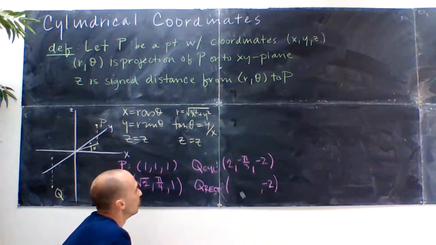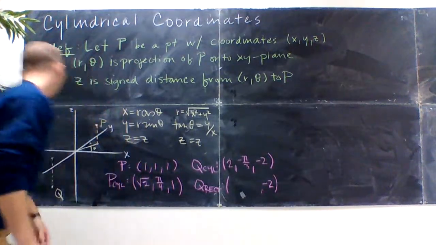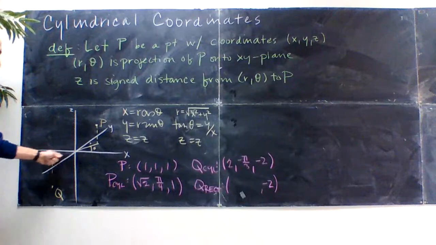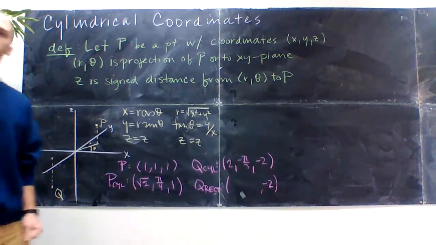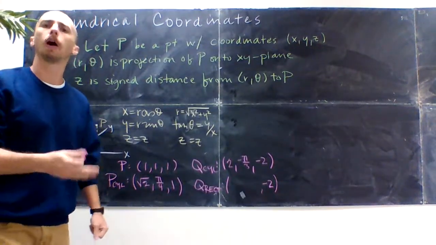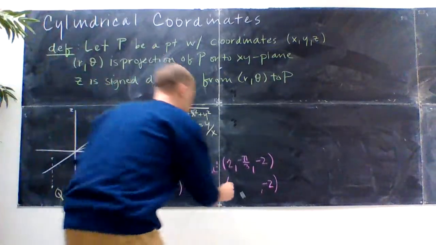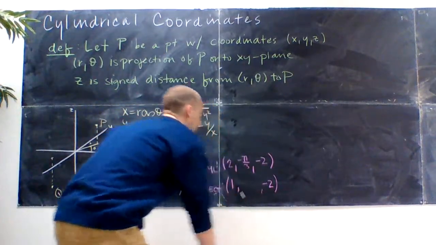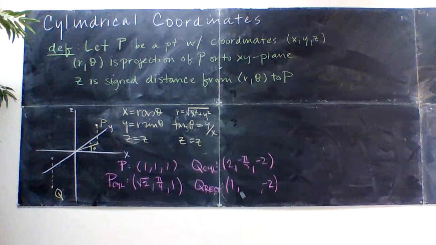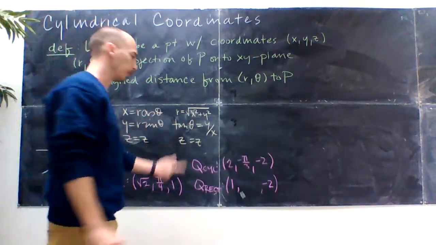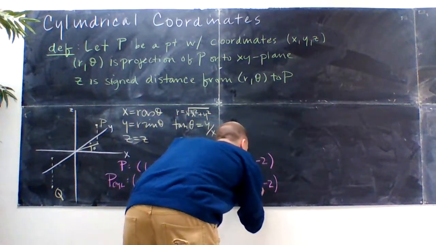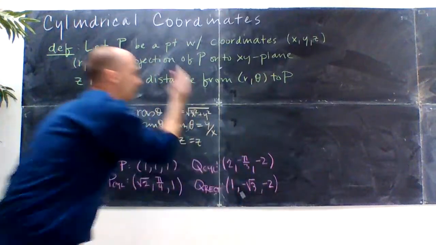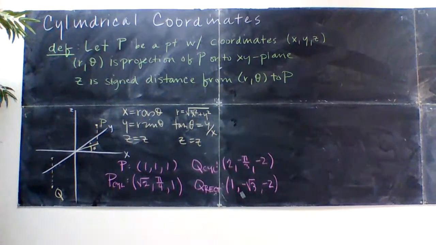Okay. For x and y, I'm 2 units away along this negative pi over 3 track. Okay, so cosine of negative pi over 3 is positive half. Okay, so this will be 1. Sine of negative pi over 3 is going to be negative root 3 over 2, so I double that and I'll have negative root 3. And then I'll have my rectangular coordinates for point Q.